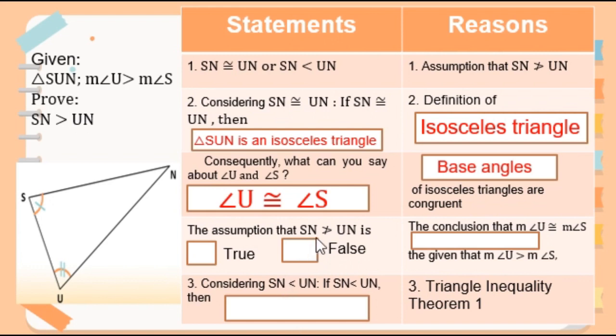The assumption that SN is greater than UN is true or false? Alright, false. And the conclusion that measure of angle U is congruent to measure of angle S, alright, contradicts the given that measure of angle U is greater than measure of angle S. Now, for statement number 3, considering SN is less than UN, if SN is less than UN, then, alright, angle U is less than angle S. The reason is triangle inequality theorem number 1.